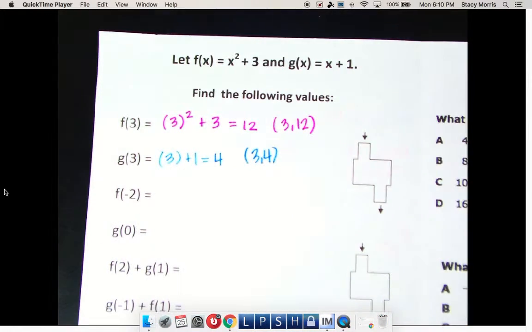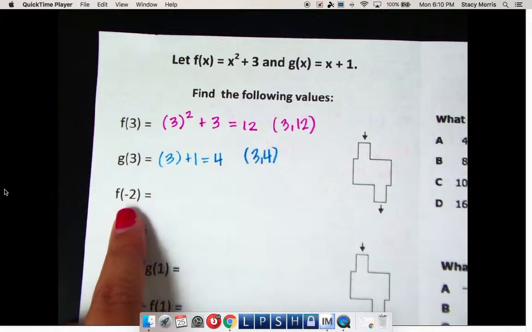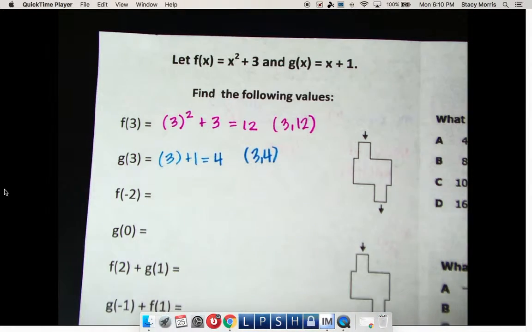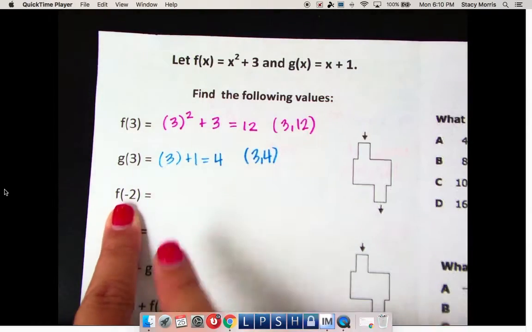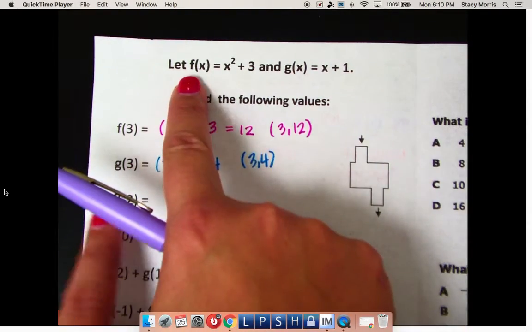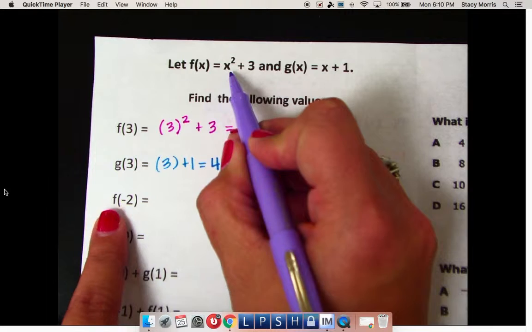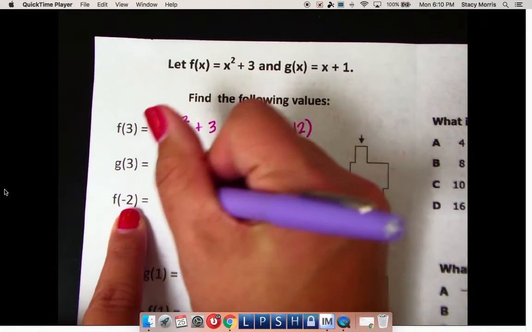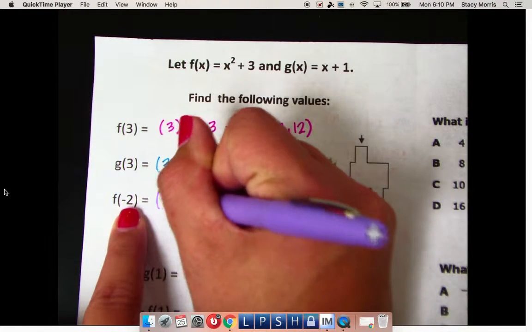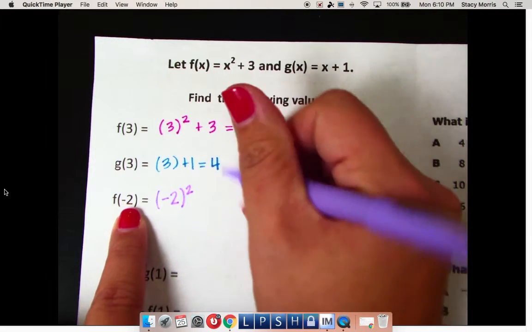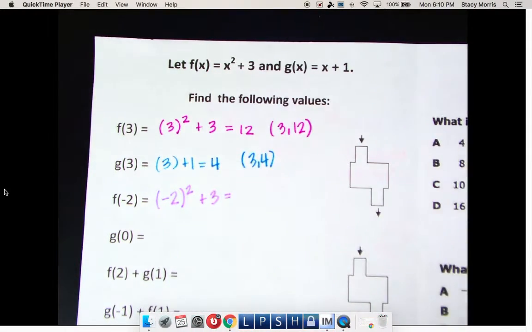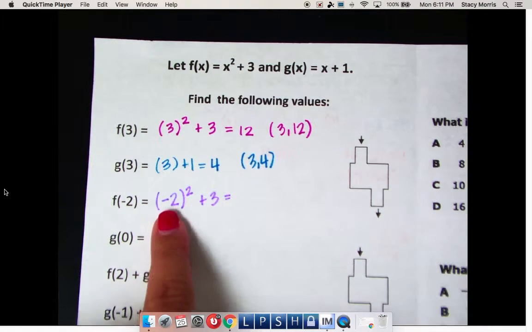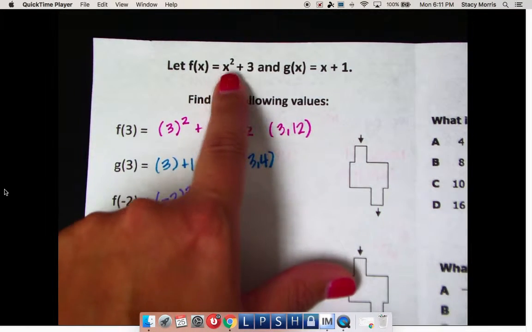All right, we're going to do a couple more here. So f of negative 2. I'm using the f equation for this one because there's an f there, right? So right here where that x is, I'm going to replace it with -2. This is when the calculator is really helpful, because if you don't type this in right, then you're going to get the wrong answer. So I would substitute in a -2 there, but I'm going to type this in up here.